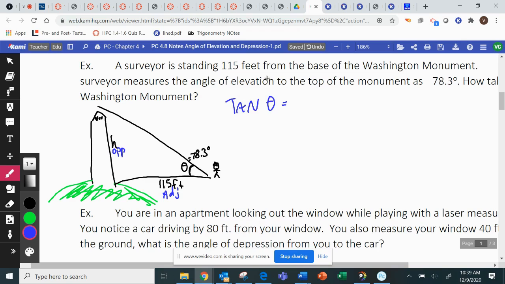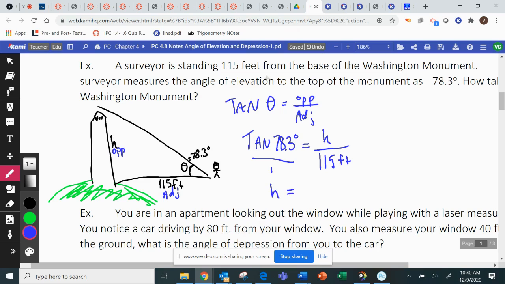Tangent of theta is equal to opposite over adjacent. So what do I know? I know the tangent of 78.3 degrees. That's my angle. I do not know my opposite, but I do know my adjacent. So if we know all the information except for one thing, we can solve for that one thing. Put this over 1. We're going to cross multiply.